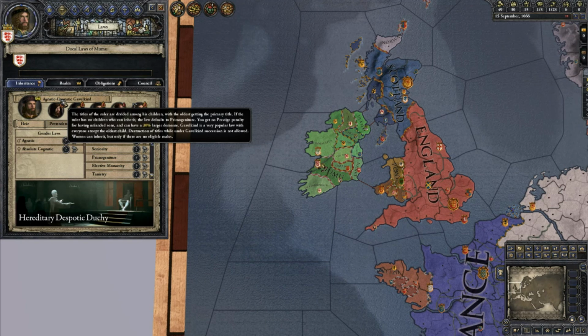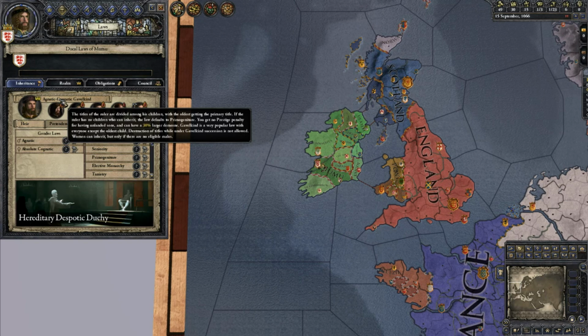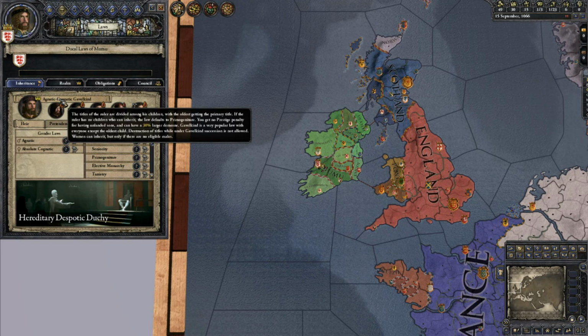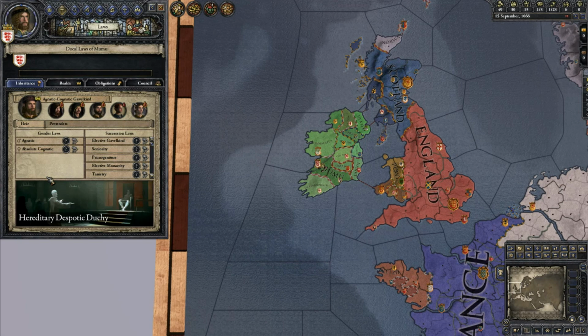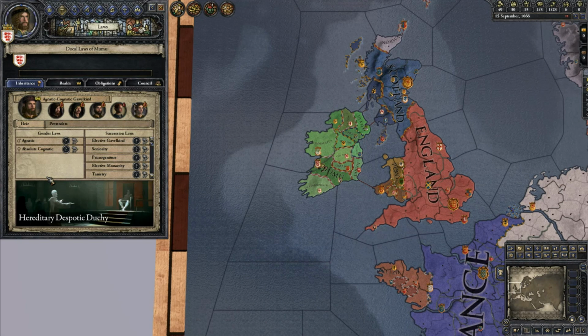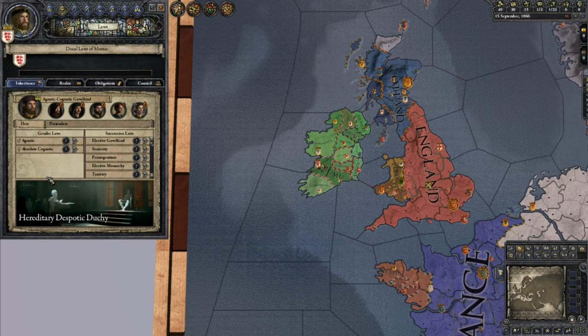You get no prestige penalty for having unlanded sons, and can have a 30% larger domain. Gavelkind is very popular with everyone except the oldest child. Destruction of titles while under Gavelkind succession is not allowed. Women can inherit, but only if there are no eligible males. What does that mean? Well, Gavelkind is historically a system that is seen as kind to those who are not the eldest child. The most famous example of Gavelkind in action is the splitting of Charlemagne's reign, or his kingdom's empire, after a few generations.